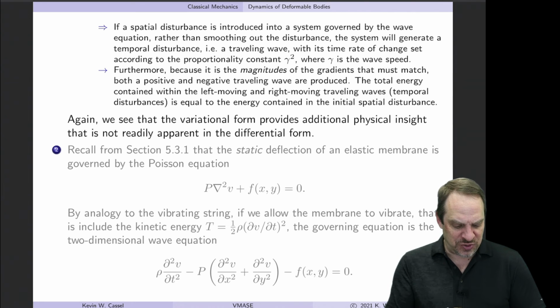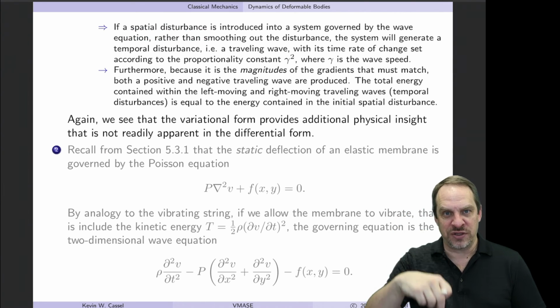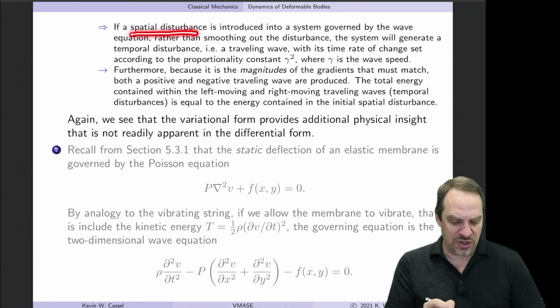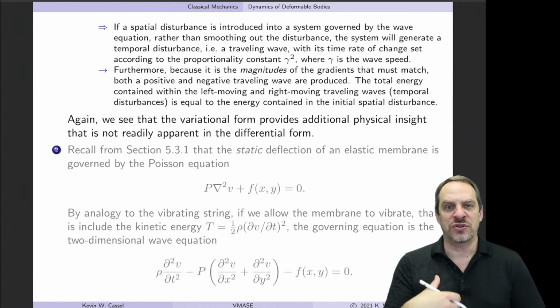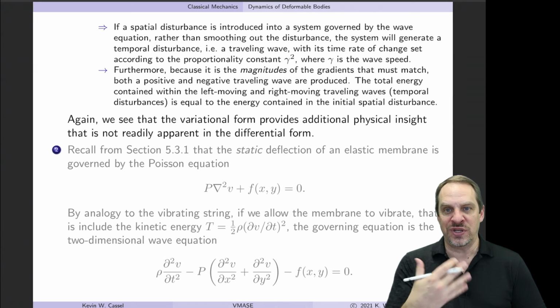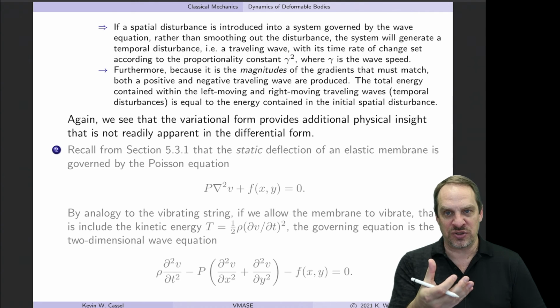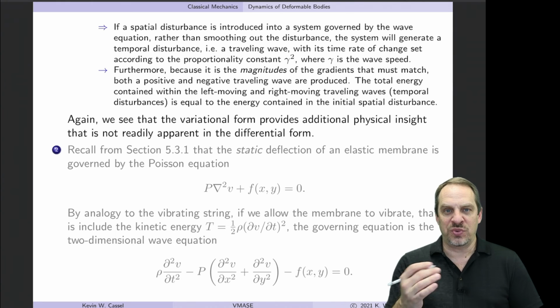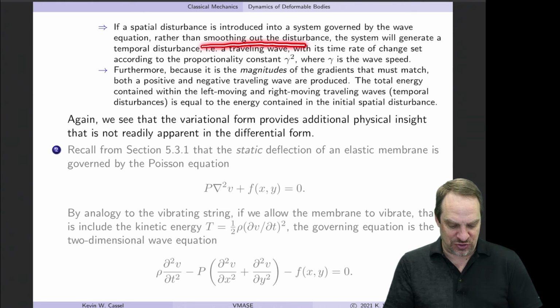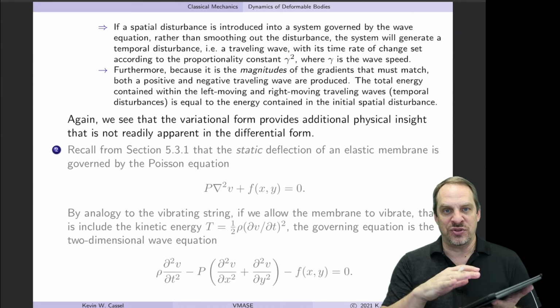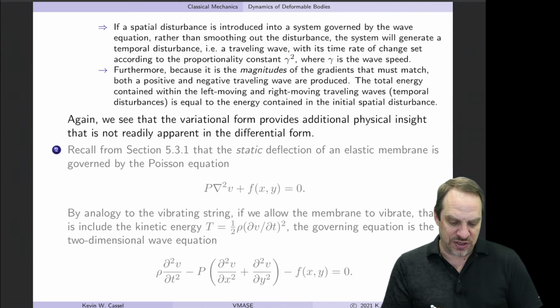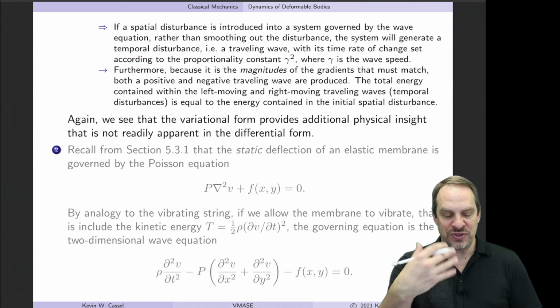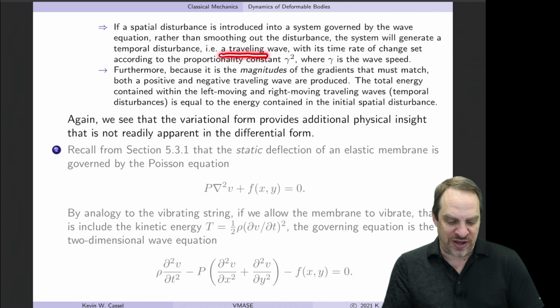So if I were to put in a spatial distribution, so if I were to pluck my guitar string, I introduce a disturbance into the system at t equal to 0. Now the question is, what does the variational form of the wave equation tell us will happen to that disturbance as time evolves? Well, rather than smoothing out the disturbance because of the sum of the magnitudes of the gradients being minimized, instead the system is going to generate a temporal disturbance, so a disturbance in time, in the form of a traveling wave.